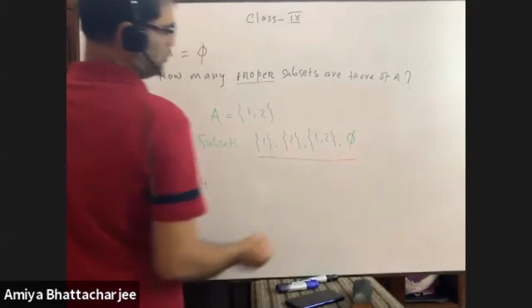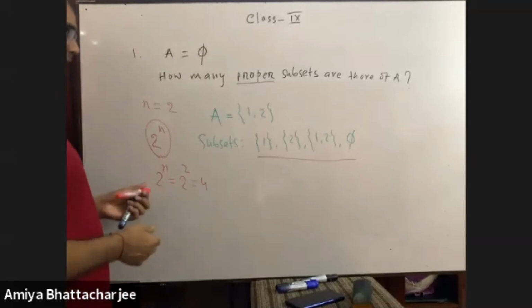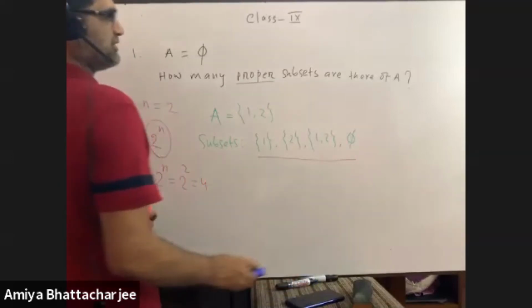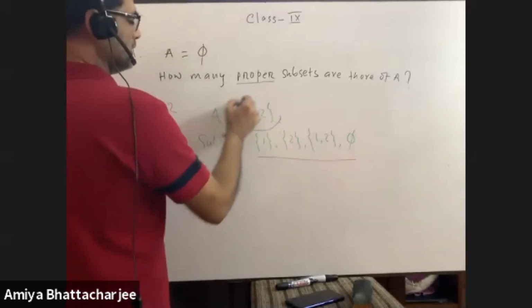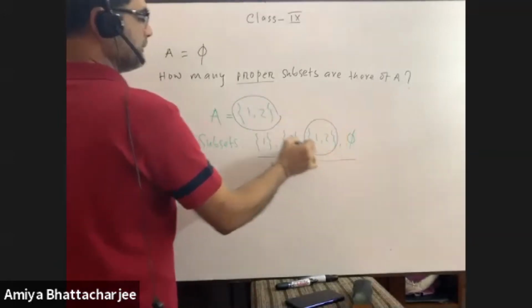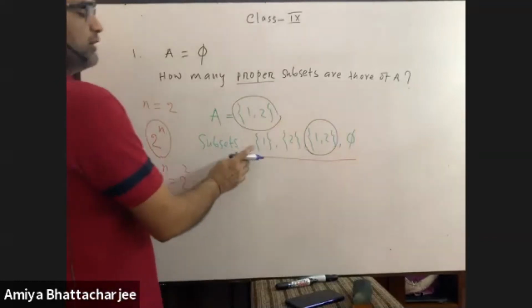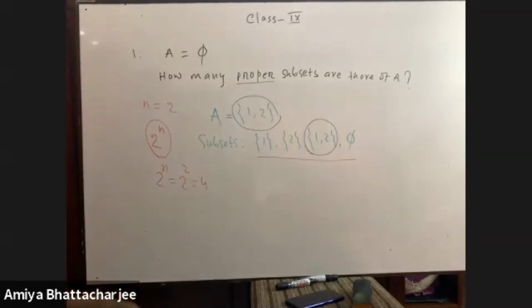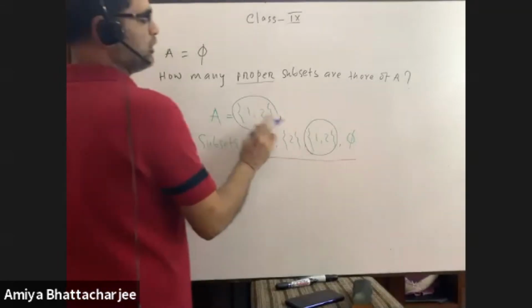So we have got four subsets. Among these 4 subsets, we will see that there is a set which is equal to the given set. Okay, there is a subset which is equal to the given set, but it is not a proper subset. What is a proper subset? It must not be equal. In a proper subset, they will not be equal.